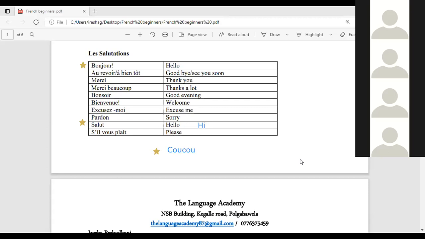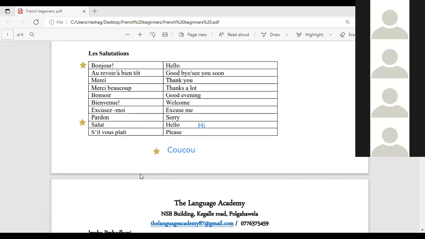Bonjour, au revoir, merci, merci beaucoup, bonsoir, bienvenue, excusez-moi, pardon, salut, s'il vous plaît. I think you have missed the word à bientôt. Write it down, okay? That is the phrase to say see you soon. À bientôt. Yes, if I'm pronouncing your name in a wrong way, tell me, okay? Bonjour, au revoir, à bientôt, merci, merci beaucoup, bonsoir, bienvenue, excusez-moi, pardon, salut, s'il vous plaît. Very good.